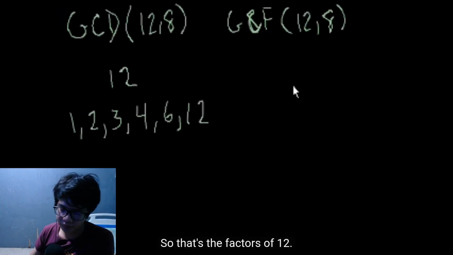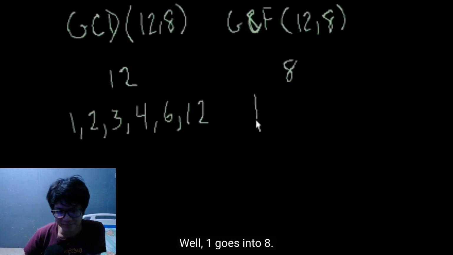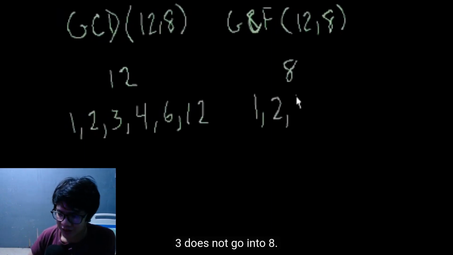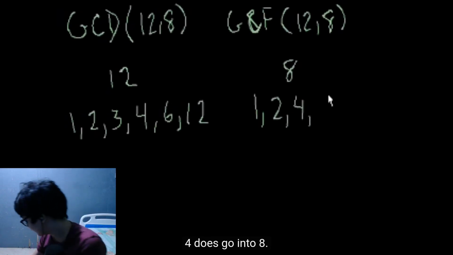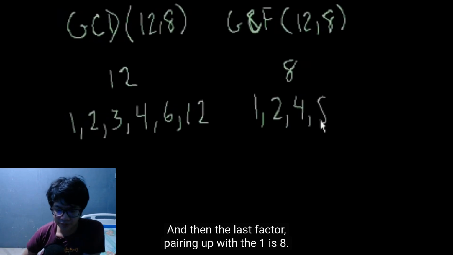So that's the factors of 12. Let's write the factors of 8. Well, 1 goes into 8. 2 goes into 8. 3 does not go into 8. 4 does go into 8. And then the last factor, pairing up with the 1, is 8.